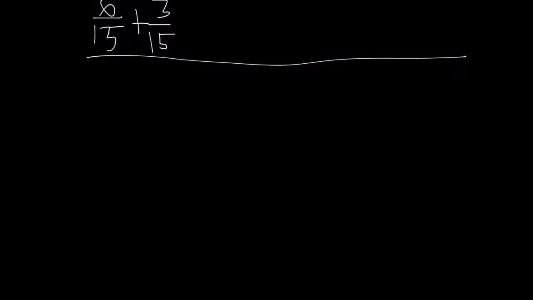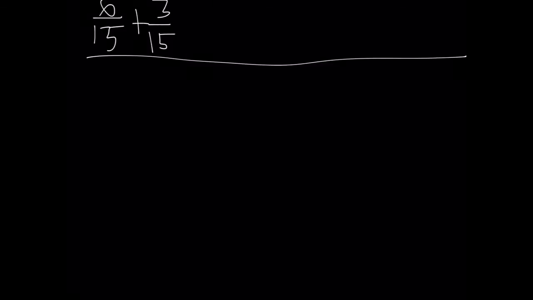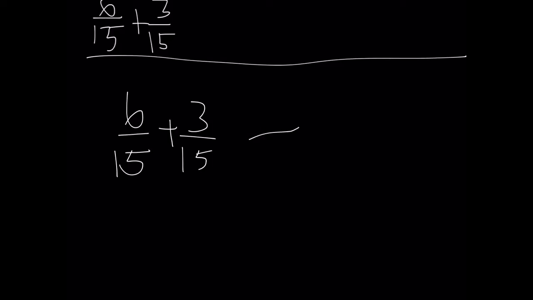First thing you need to do is set up your problem. So 6 over 15 plus 3 over 15. So, first thing you need to do, since they have the same common denominators, it's going to be pretty easy. So, same common denominators, that 6 plus 3. It always shows that step. Now 6 plus 3 equals 9. Just keep the denominator, 15.